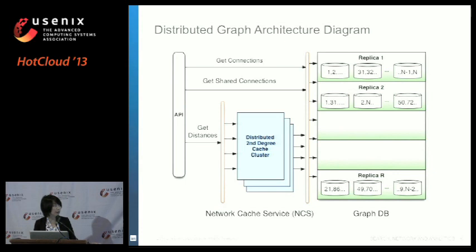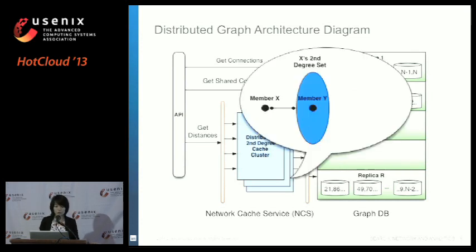Sitting in front of this graph storage layer, we have something called the network cache service. So this is basically a ring hash. We use it to store a member's second degree information. So when the member logs online, we calculate this member's second degree on the fly. And the purpose of this cache is to basically convert the graph traversal operation into set intersections.